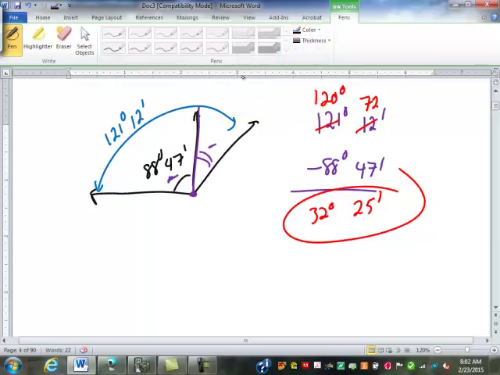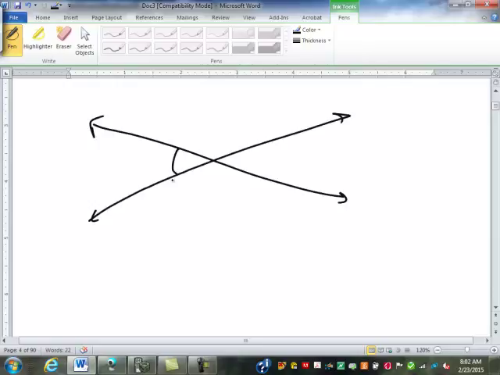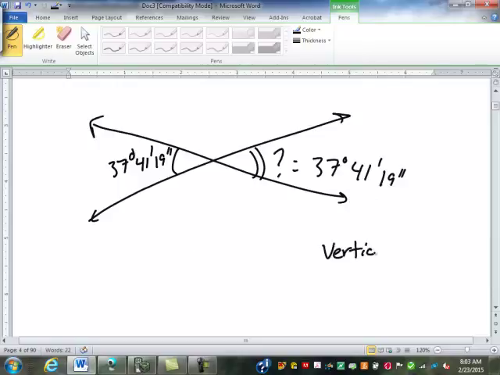Well, our next step then, we mentioned briefly angles like this. If this angle here is 37 degrees, 41 minutes, 19 seconds, what's this angle over here have to be? Okay, how do we come up with that? Something we call vertical angles. There's two ways of looking at it.